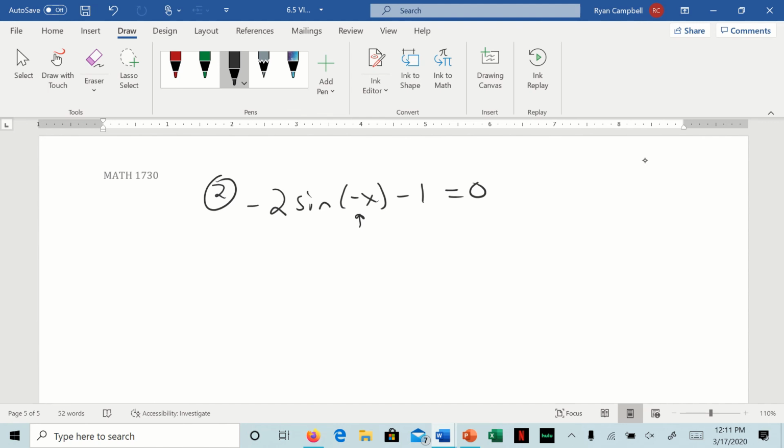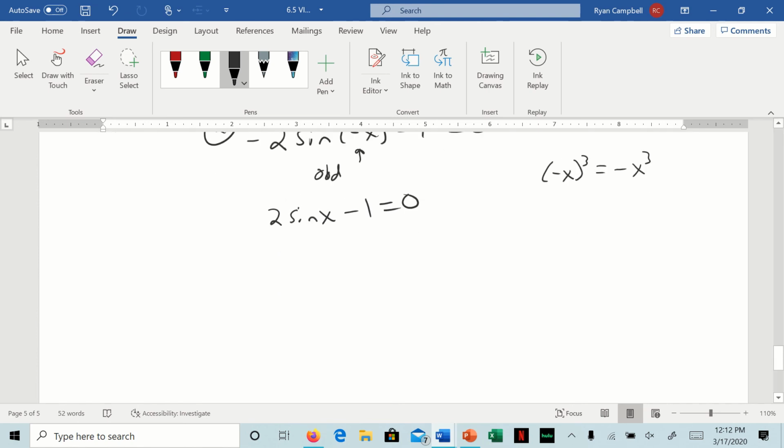So for sine, what happens when you have a negative inside a sine? If you remember, sine is an odd function. So what happens to negatives for odd functions? They actually come out, right? So if you think about negative x cubed, that's just the same as negative x cubed, right? The negative just kind of comes outside of the parentheses. So we can see that's the same as negative 2 times negative sine of x, which is just positive 2. So positive 2 sine of x minus 1 equals 0, which means that sine of x equals, if you add the 1 and divide by 2, 1/2.